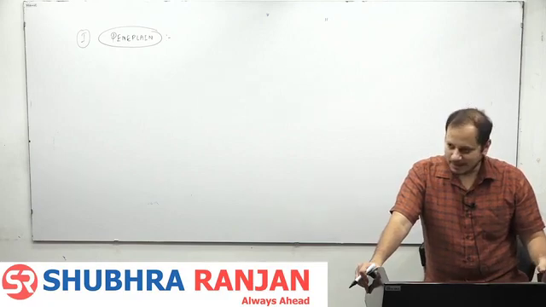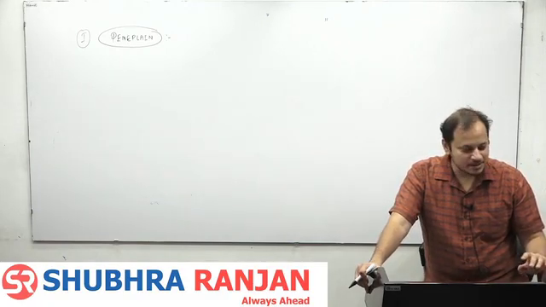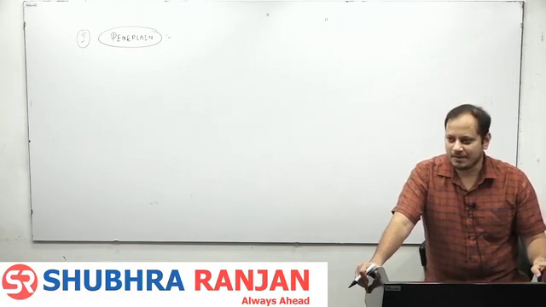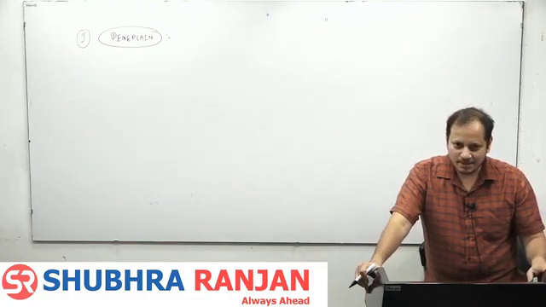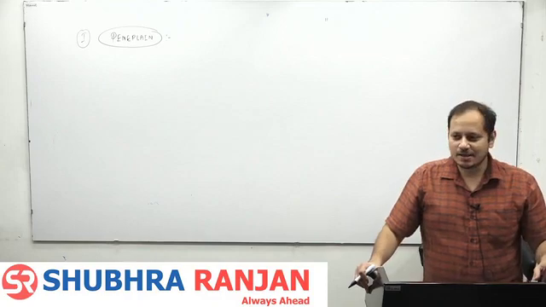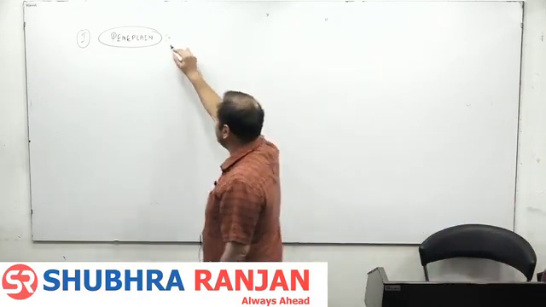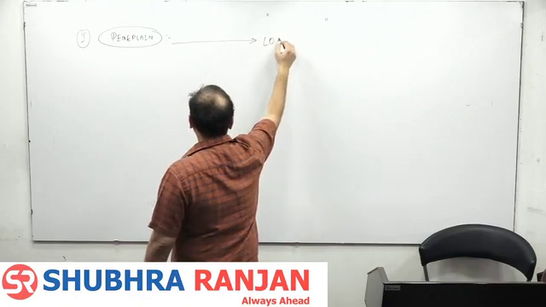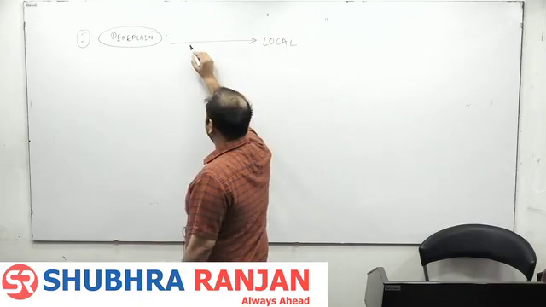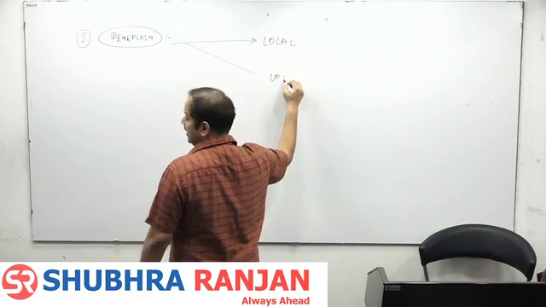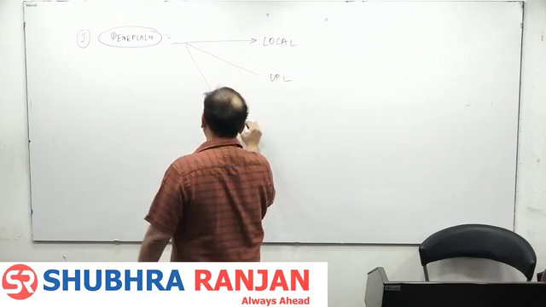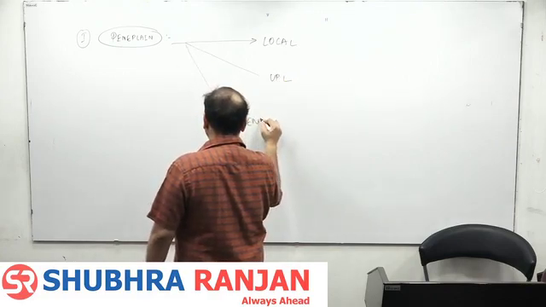Ideally, as per Davis, every peneplain should be near the sea level because the sea level is the base level. But not all the peneplains are near the base level. So based on this, there are three kinds of peneplains: local base level, uplifted peneplain, second cycle of erosion, and the normal peneplain.